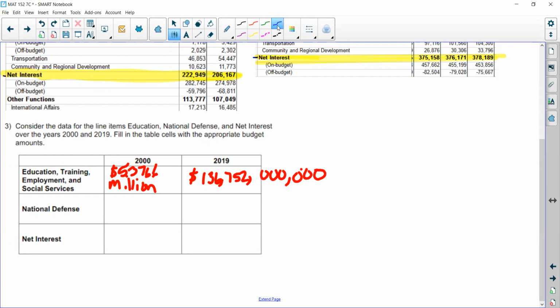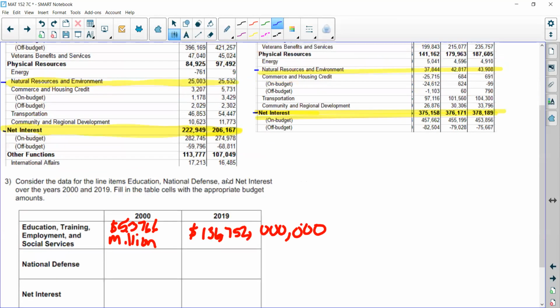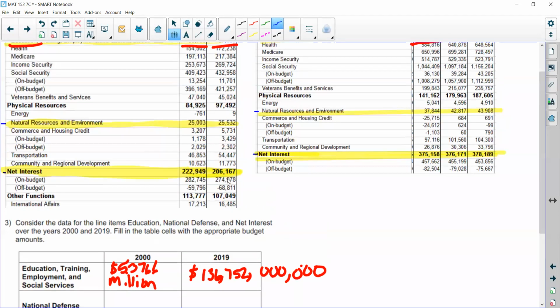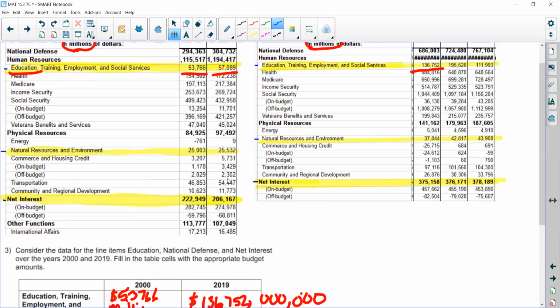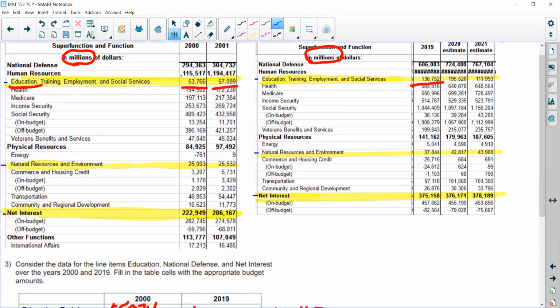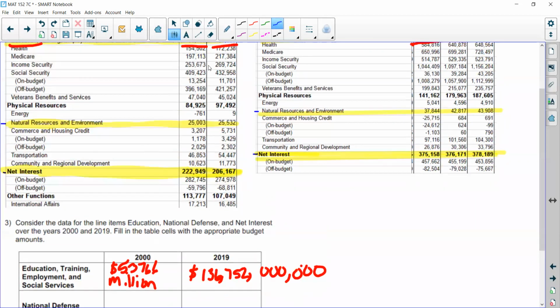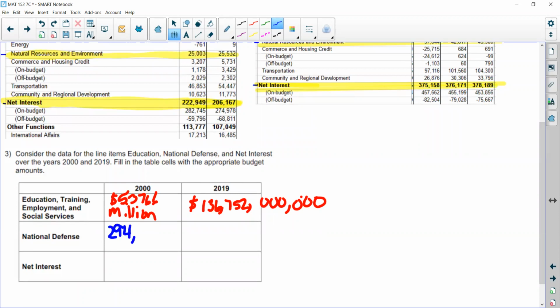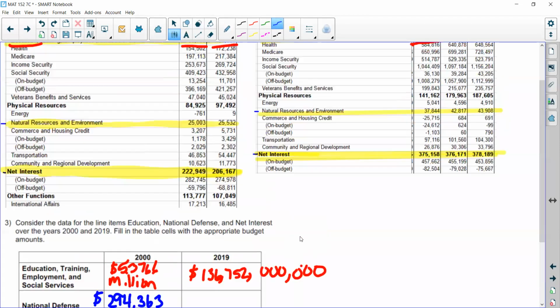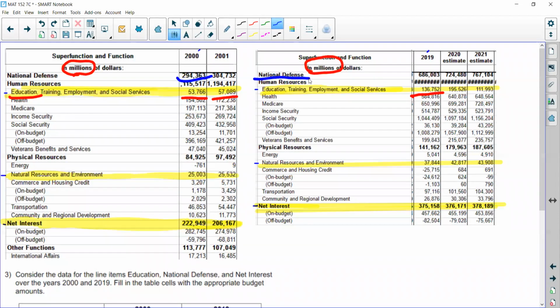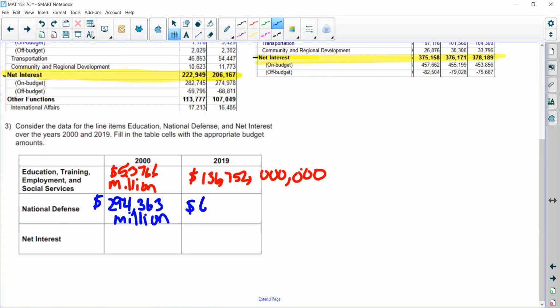If I were to write in words in 2000 to find the national defense, I would look at your chart. And you see in the national defense in the chart, I highlighted the wrong thing. I'm actually going to look at national defense, which is this number, 294,363 million. And if I were to look at 2019, national defense, it will be 686,003 million. And instead of writing million, I'm going to write my 6 zeros.